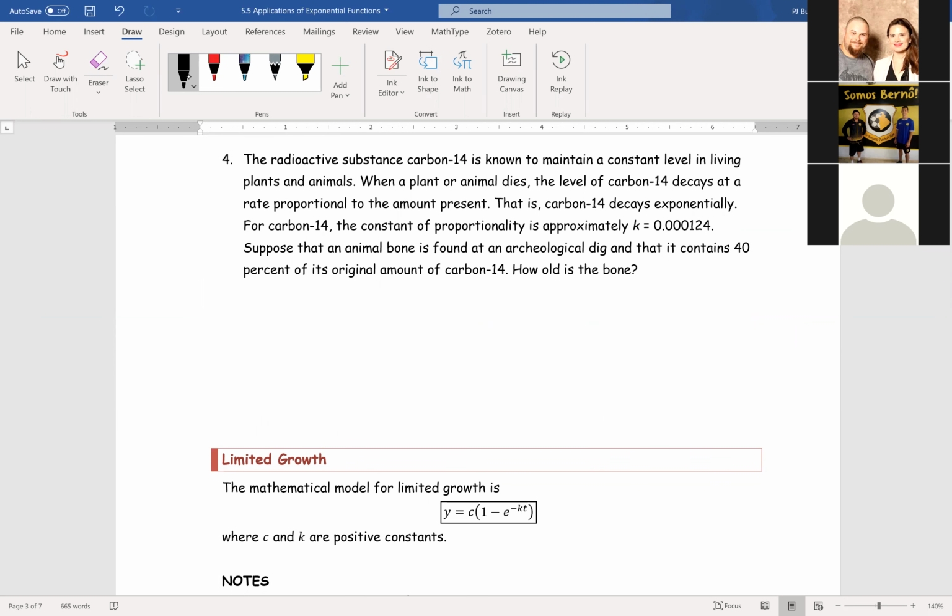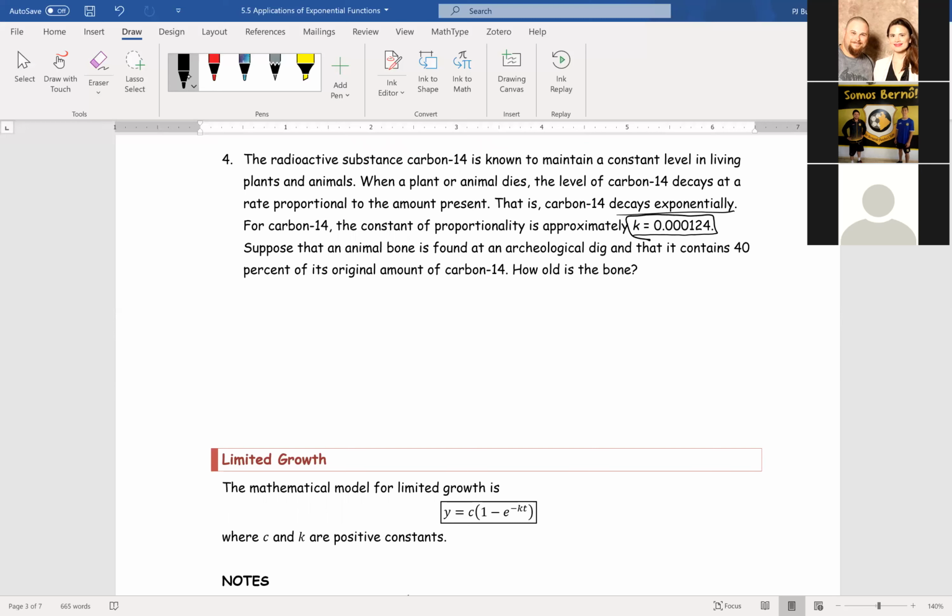So as I said, eventually we're going to get to carbon dating. So here it is. Radioactive substance, carbon-14, is known to maintain a constant level in living plants and animals. When a plant or animal dies, the level of decay is proportional to the amount present. And so it says that means it really just decays exponentially. And the constant of proportionality, K, is given here.